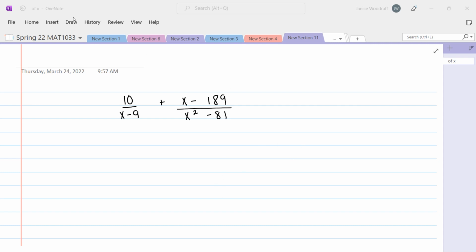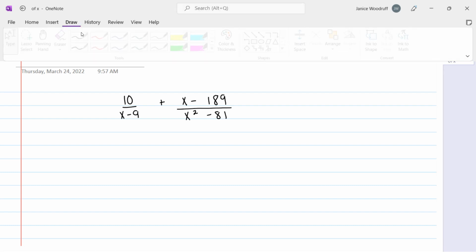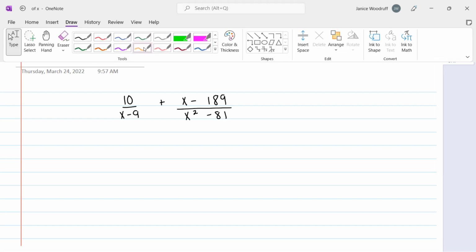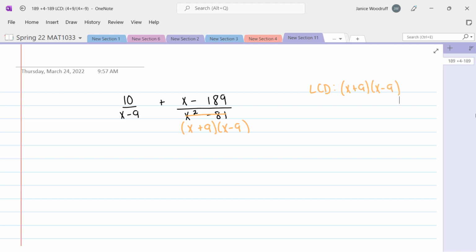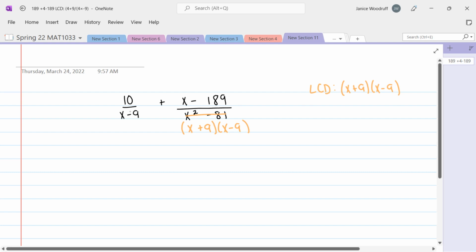Okay, so we can factor the second fraction. What can we factor? Yeah, the denominator is going to be x plus 9, x minus 9. What is our LCD here? Good. All right, then we will multiply each fraction by what's missing. So this one is missing x plus 9. This is not missing anything, so we don't need to multiply by anything.